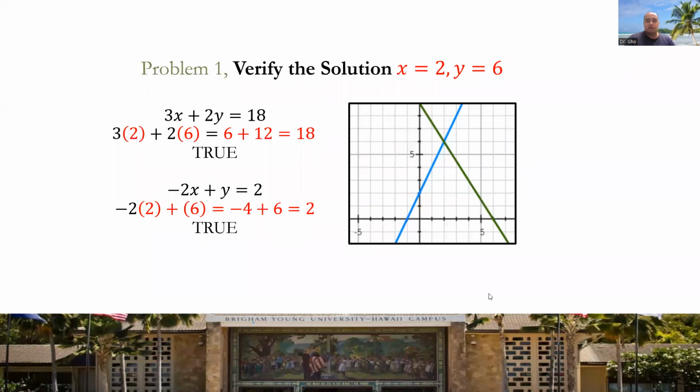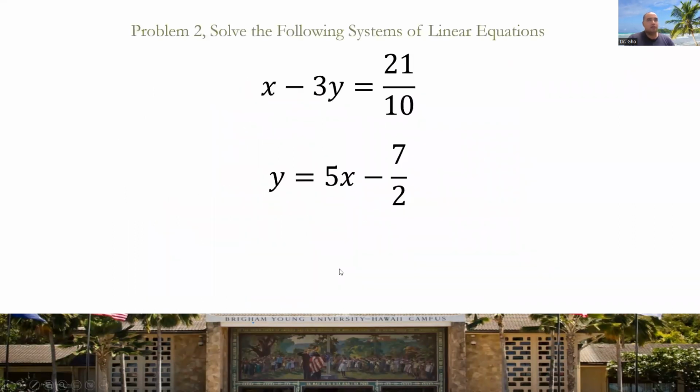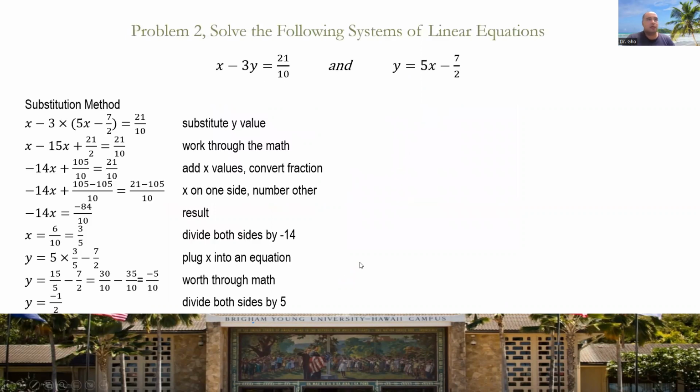Okay, so there's that equation. Let's look at another equation. It gets a little more tricky when we do fractions because we have to do a little bit more work. I'll do the substitution method. Substitution method is kind of handy for this one because we already have a y equals. So I took this y equals value and I plugged it right in, because y is 5x minus 7/2. You substitute in there, you work through the math, take the -3 multiplied by the 15, -3 multiplied by 7/2, and we get this result.